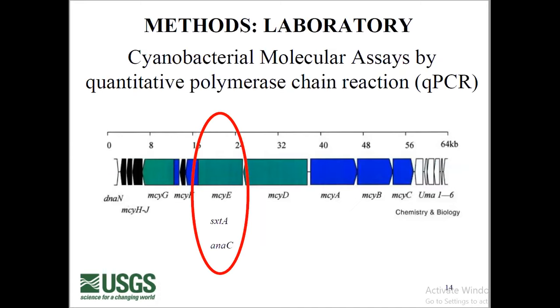So molecular assays are important because that's how we determine the difference between toxin-producing strains and strains that do not produce the toxins. So the way that works is in the lab, they can differentiate the genome to tell if the MCYE gene is present. If that's present, it can produce microcystin. If it's absent, it can't. And the same is true of SXTA for the saxitoxin toxin and ANA-C for anatoxin. Next slide.